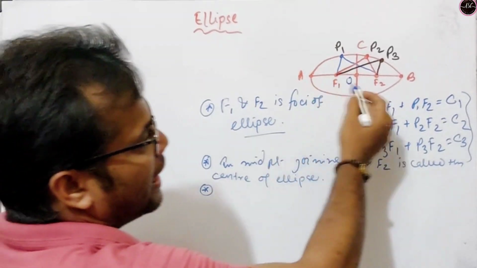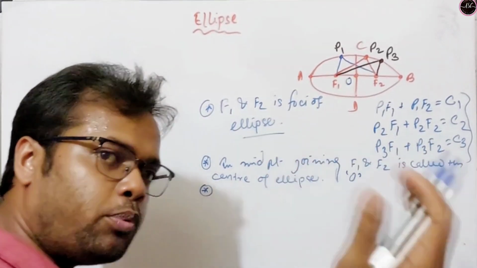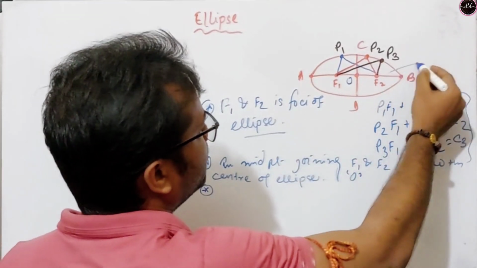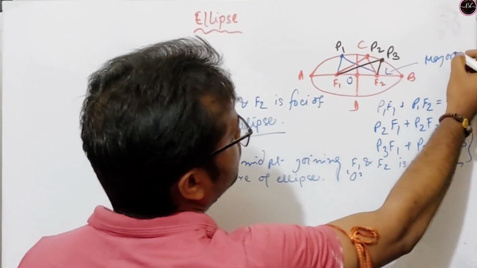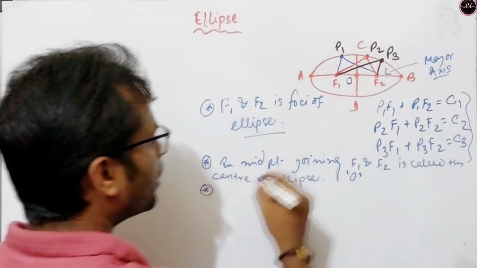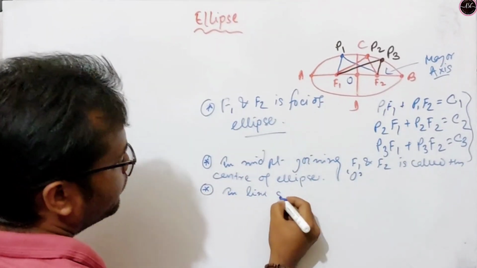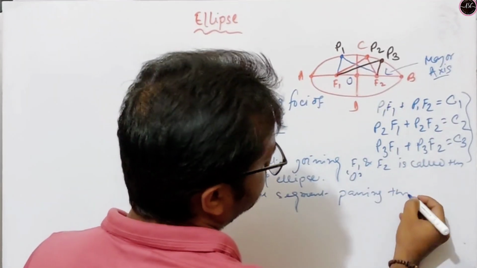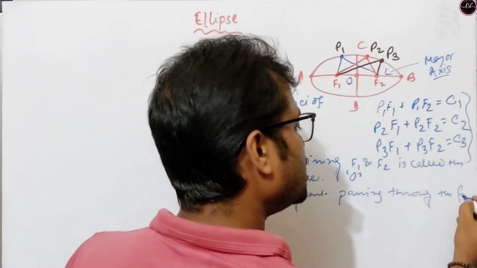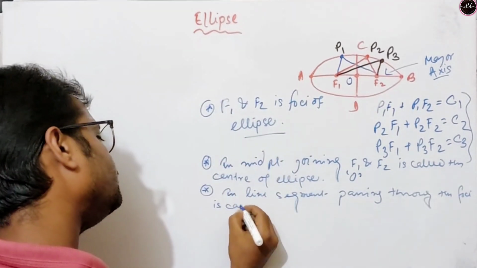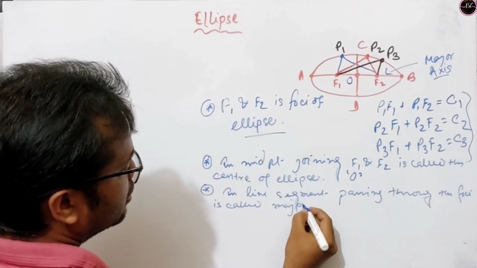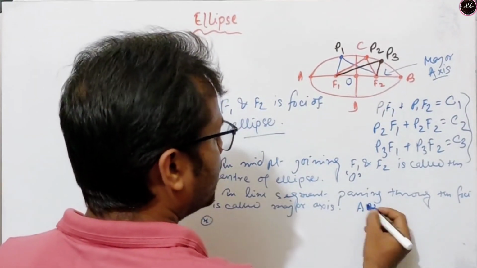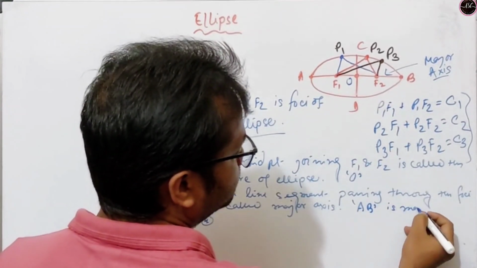Now third, the line segment passing through the foci is called the major axis of the ellipse. Here AB is the major axis, okay. The line segment passing through the foci is called the major axis. So here AB is the major axis.